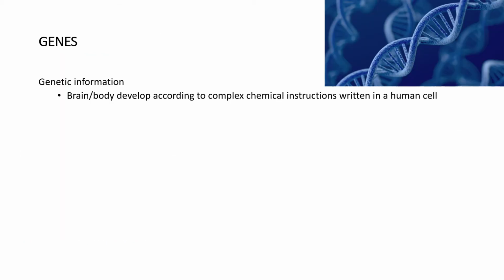Next thing we'll talk about is genes and genetics. So, as far as the precursor to genes goes, before we get to actual genes and the basics of it, I want to talk about the precursors of biology when it comes to genes. So, we've got genetic information. Our brain and our body develop according to these complex chemical instructions that are written into the human cells.